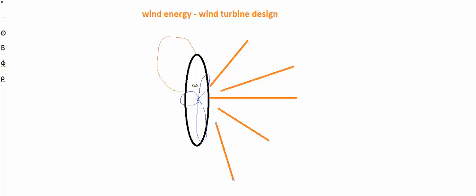So what is yaw control? Yaw control is a mechanism by virtue of which the rotor plane of the wind turbine is perpendicular to the wind velocity vector. The purpose of the yaw control is only to face the rotor plane perpendicular into the wind so that it can expose the maximum amount of area of the rotor plane.